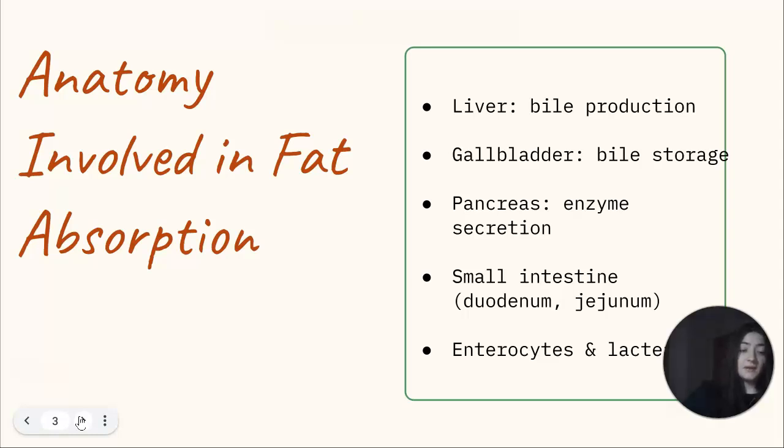So, anatomy involved in absorption. Like I mentioned before, there are several different organs that contribute to fat absorption, each having their own specialized role. So the liver will produce bile, which contains bile salts that are necessary for what we call emulsifying the fats. And it's important to note that the liver will produce it, and the gallbladder stores and concentrates this bile, releasing it only when fatty foods enter the duodenum and it's signaled to release.